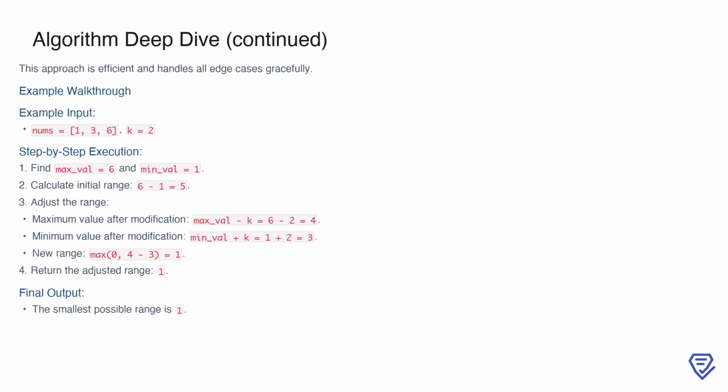The maximum value after modification is max_val - k equals 6 - 2 equals 4, and the minimum value after modification is min_val + k equals 1 + 2 equals 3. The new range is max(0, 4 - 3) equals 1. Thus, the smallest possible range after adjustment is 1, which is the final output. This example demonstrates how the algorithm efficiently calculates the result without modifying the array, while fully utilizing the given constraints.